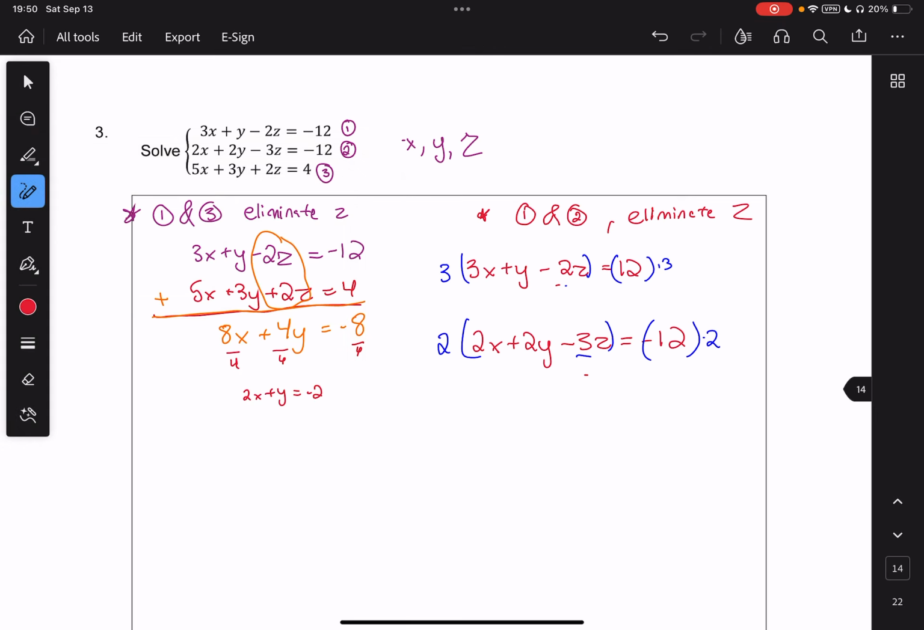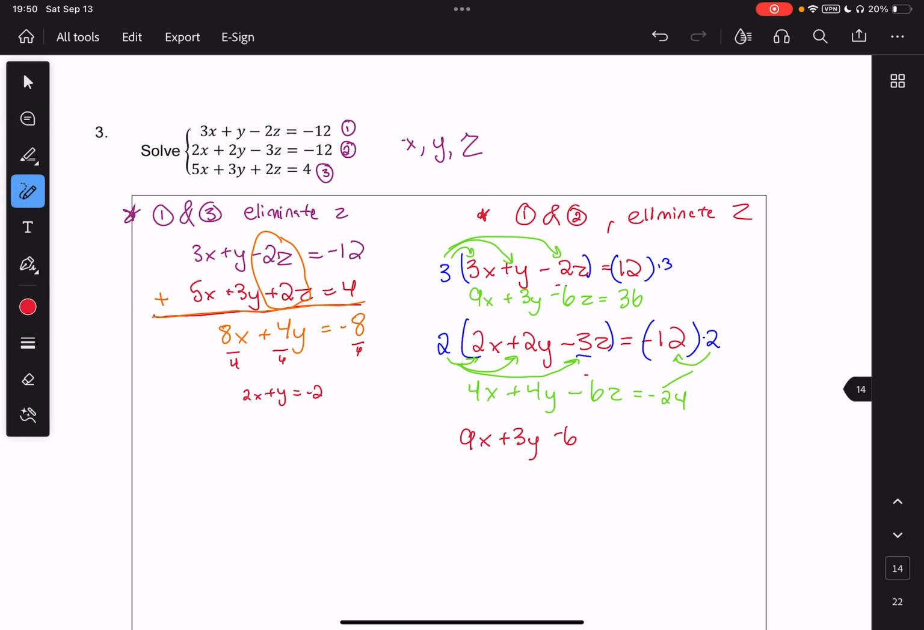So when we multiply it out, what do we get? 3 times 3x is 9x. 3 times y is 3y. 3 times negative 2z is negative 6z. And that's equal to 3 times 12, or 36. When we multiply it out down here, 2 times 2x is 4x. 2 times 2y is 4y. 2 times negative 3z is negative 6z. 2 times negative 12 is negative 24. So now we have our two new equations that we just multiplied out, and I'm going to write them down here for us.